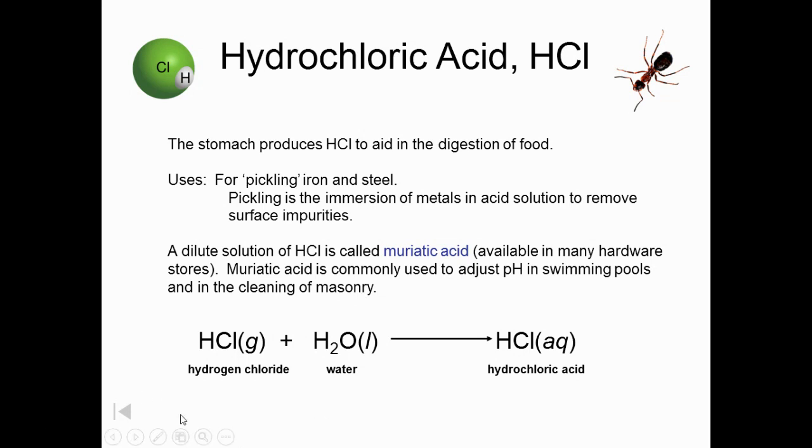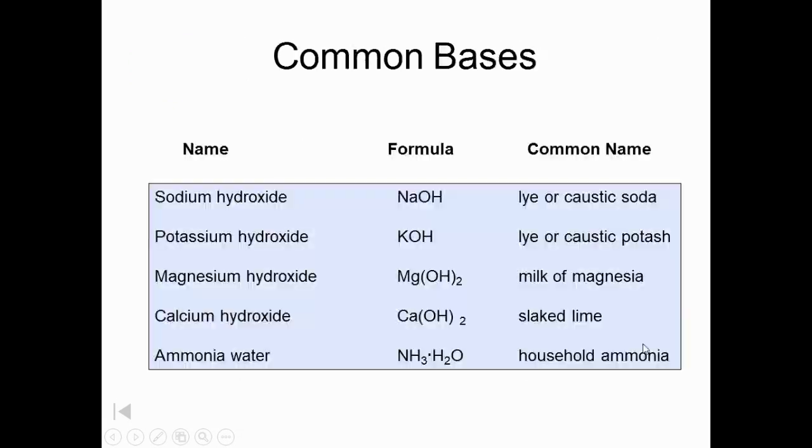Now, on the bottom, I've shown you that HCl can be a gas, and when it's a gas, it's a molecule, a binary molecule, and it would be called hydrogen chloride. But as soon as that hydrogen chloride gas is bubbled or dissolved into water, the name changes and it's now hydrochloric acid, and we use an (aq) to indicate it's dissolved in water.